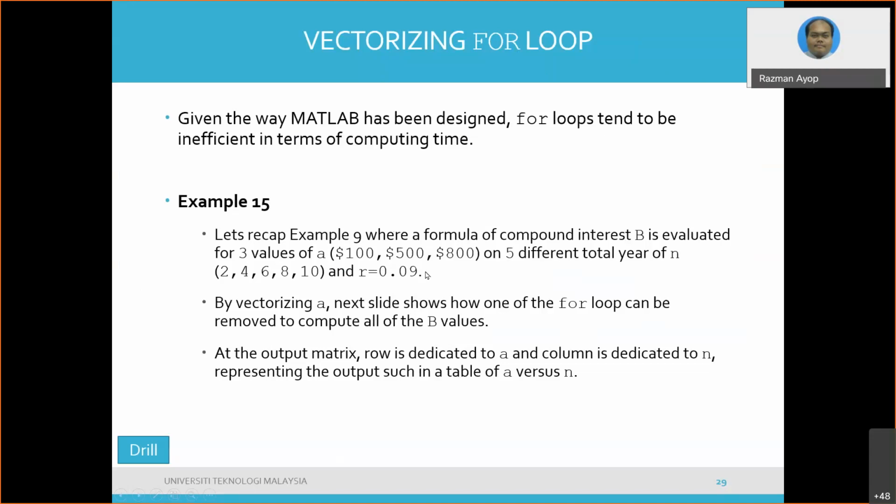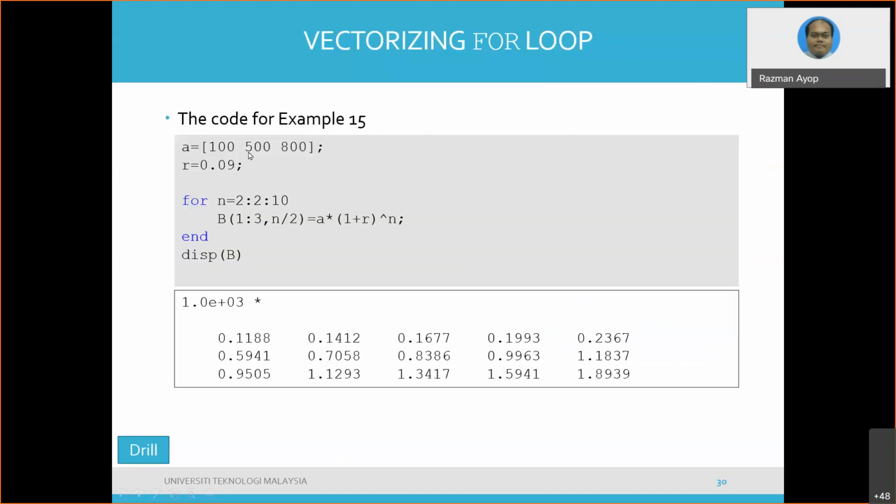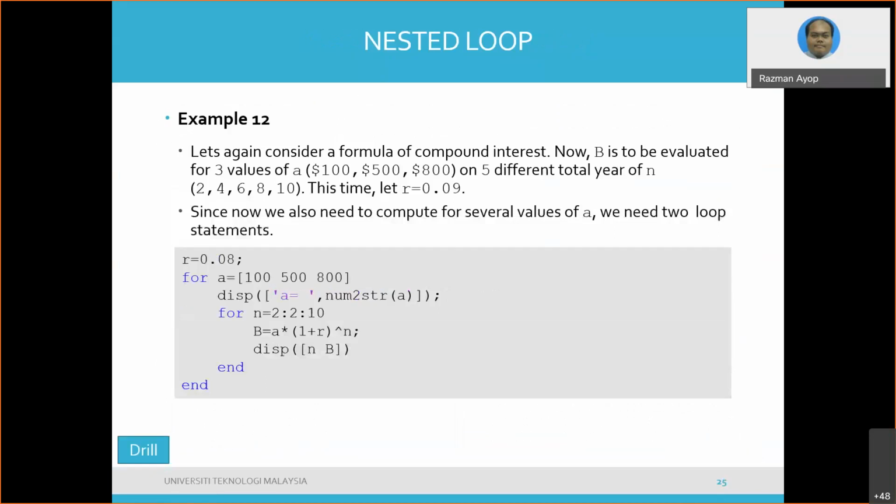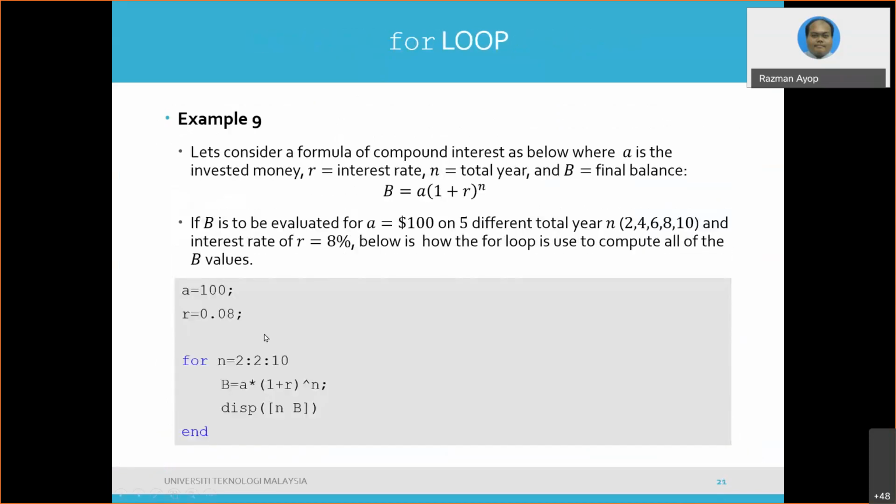You already learned this. I give you an example. This is example 9, which is the compound interest. Calculate B equals A(1 + R) to the power of N. You can see here, you have multiple A values, and as mentioned before, you have multiple R values. So you use for, instead of double for. You can see here, this is the code.